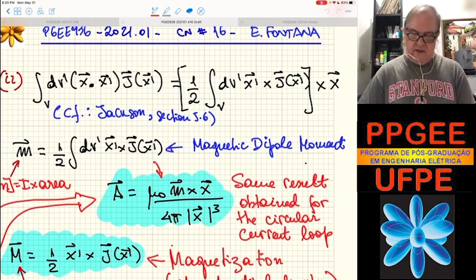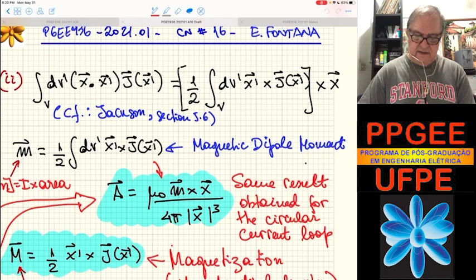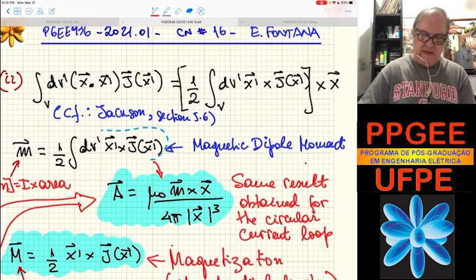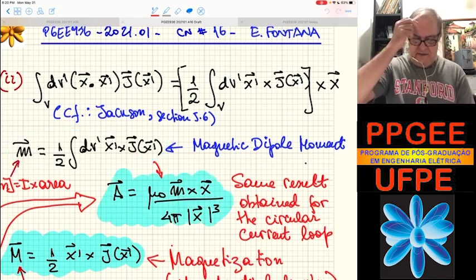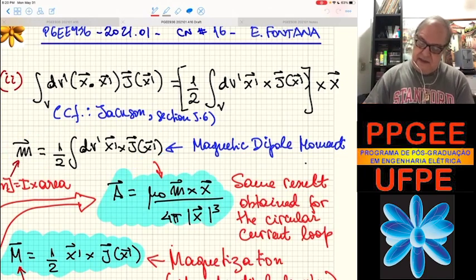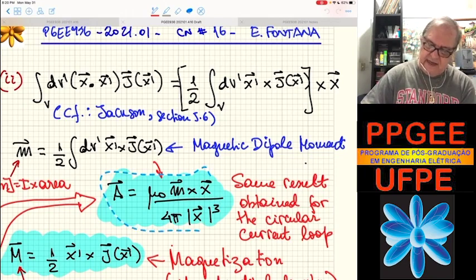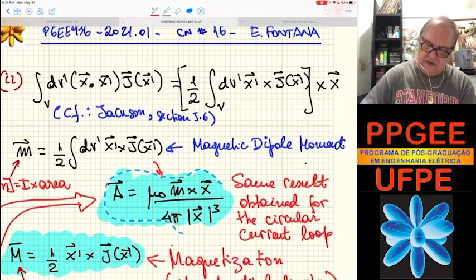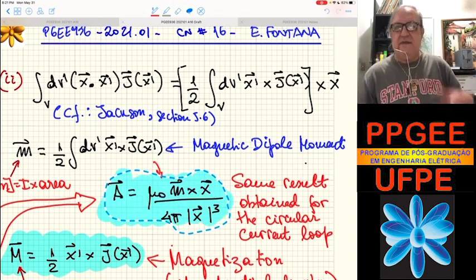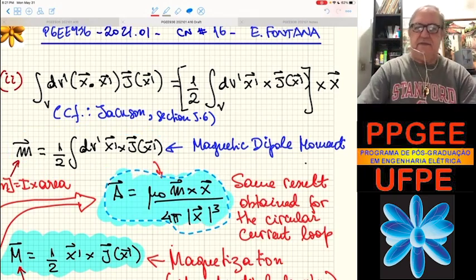Okay, so it has dimensions of current times area, if you see the dimension here. Current times area. So when you use that, we determine the vector potential of a localized distribution with a general definition of the magnetic dipole moment. And the result we get is the same one we got for the circular loop, right?